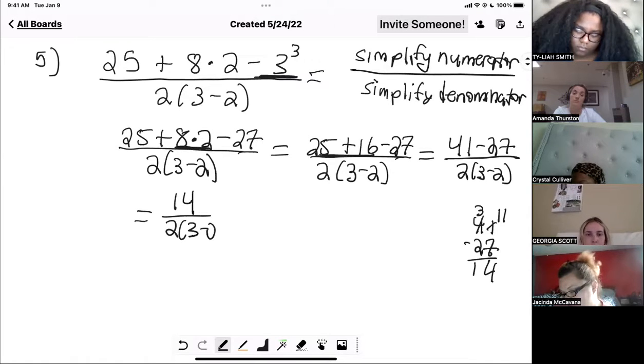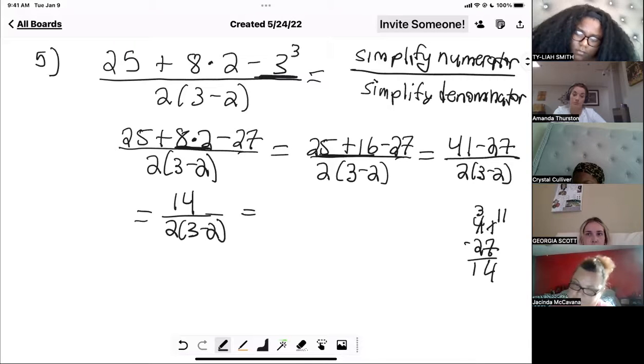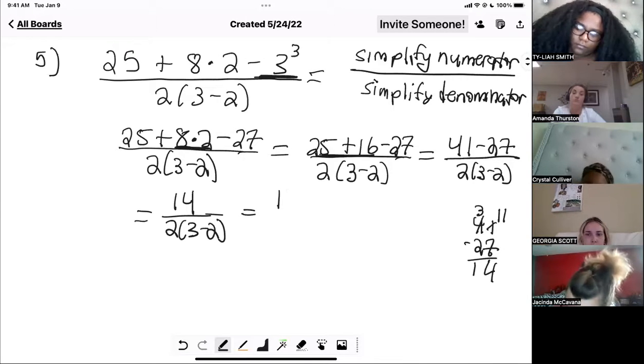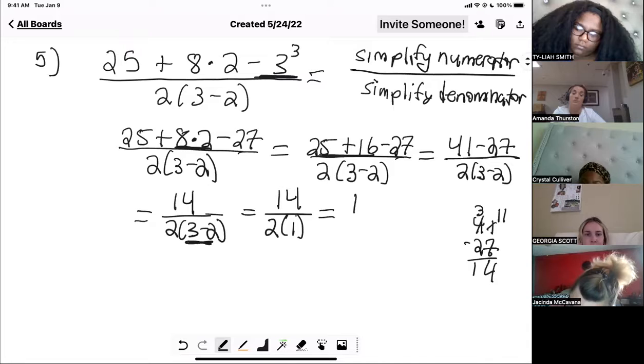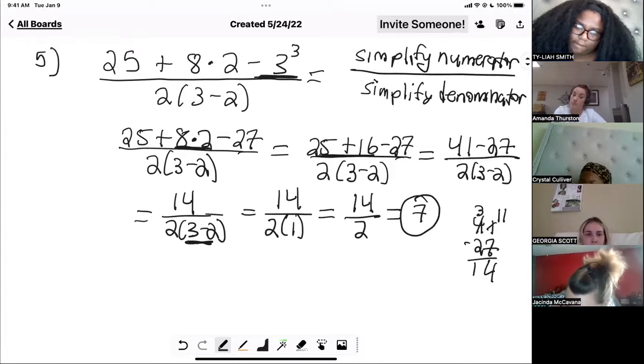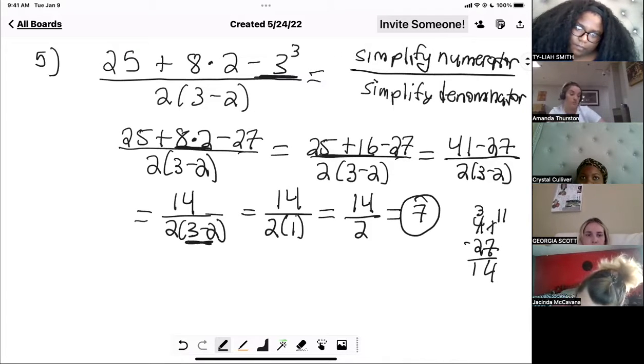Now, the numerator is completely simplified. So now let's concentrate on the denominator. First I'd have to do the parentheses. If I do 3 minus 2, I just get 1. And 14 over, now I multiply, 2 times 1 is 2. And now I can divide and I get my answer is 7. And if you're really good at this, you can do the numerator and denominator at the same time. It's not a problem at all. I just want to show little tiny pieces.